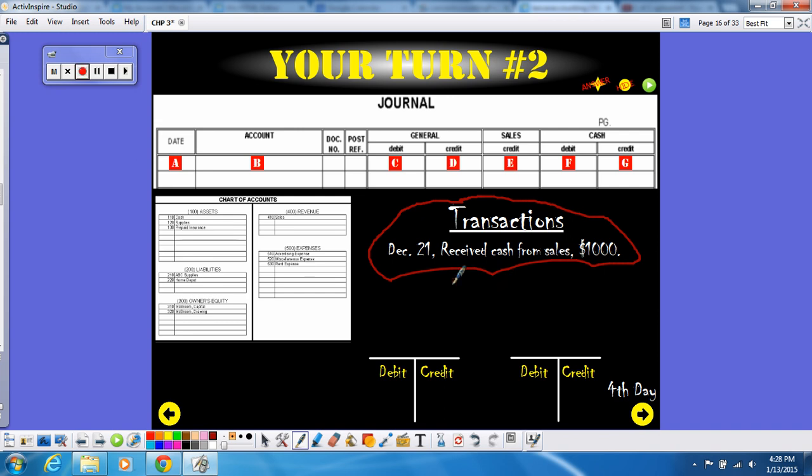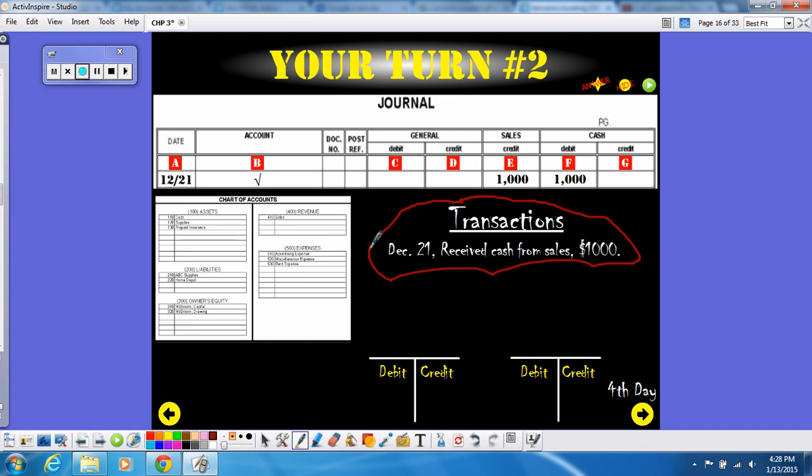Your transaction: receive cash from sales, $10,000. Now this one's going to be a little bit different, a little bit trickier. You haven't seen it unless you've seen it in your packets. So let's look at what the answer looks like. I'm going to show you and then we'll talk about it.